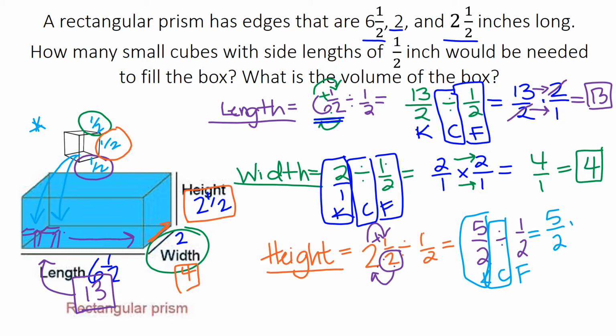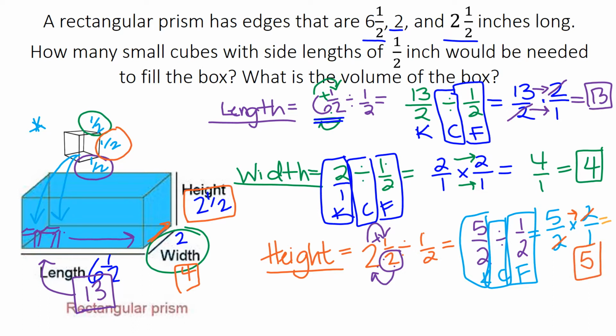I'm going to change this sign to a multiplication, and I'm going to flip the 2 over 1. Now, remember, you can always multiply straight across. There's nothing wrong with doing 5 times 2 and getting 10, doing 2 times 1 and getting 2. Nothing wrong. But if they have the same number on the top and on the bottom, they cancel. So these two actually cancel out, and you're left with 5 over 1, which is just 5.